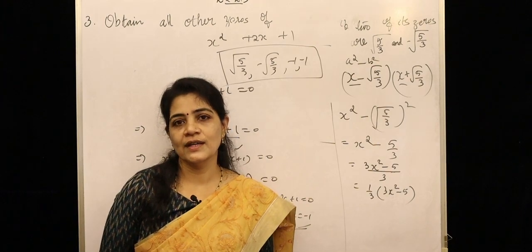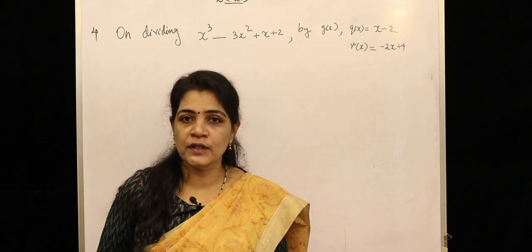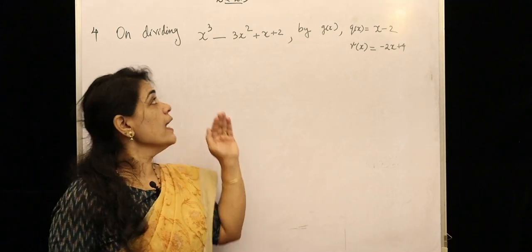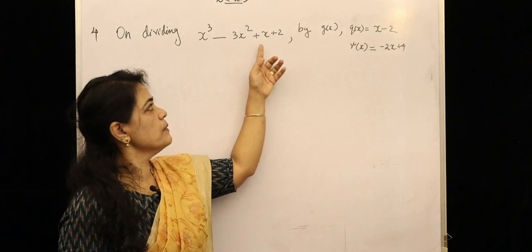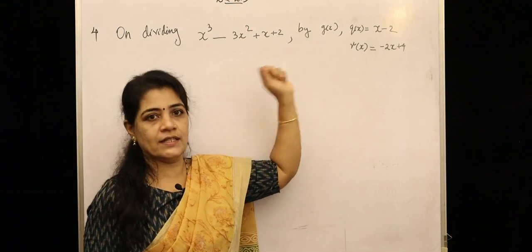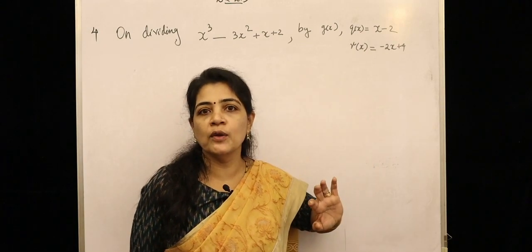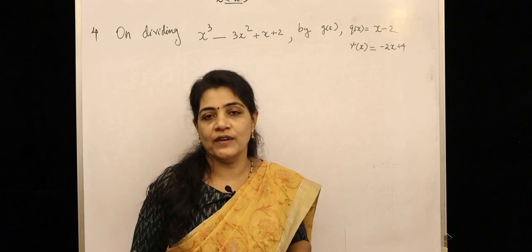Okay, now we are going to the fourth question. The fourth question is also a very important question. Okay, children, here we are dividing a polynomial p of x, x cube minus 3x square plus x plus 2, with a polynomial g of x. The quotient polynomial and remainder polynomial are given. We have to find g of x.